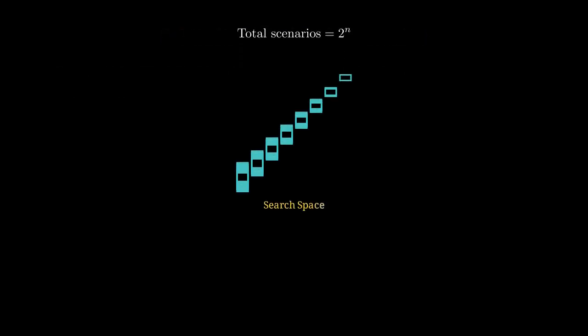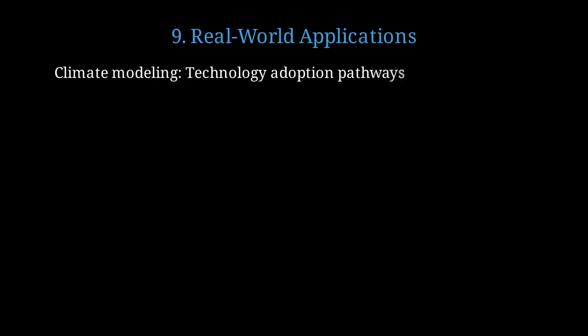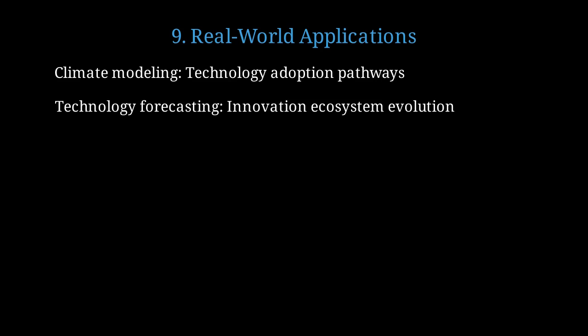This visualization shows the exponentially growing search space as we add more variables to our system. CIB uses optimization algorithms to efficiently search this space and identify scenarios with highest consistency scores. Cross-impact balances are used in diverse fields for strategic foresight. In climate science, CIB maps how different mitigation technologies and policies interact to create feasible decarbonization pathways. Technology forecasters use CIB to understand how emerging technologies like AI, quantum computing, and biotech co-evolve.